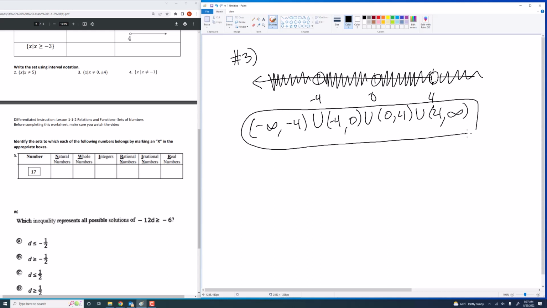Looking at number 5, the number 17, that is a natural number. It is a whole number because natural numbers are 1, 2, 3, 4, and so on. Whole numbers are 0, 1, 2, 3, 4, and so on. Integers are negative, positive, and 0 whole numbers, so it is an integer. I can write it as a fraction, so it is a rational number. And it's not irrational, and therefore it's going to be real.